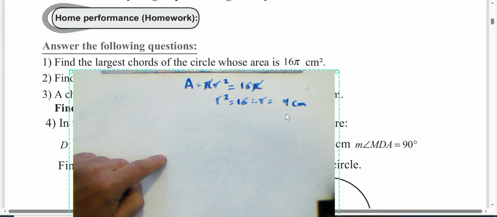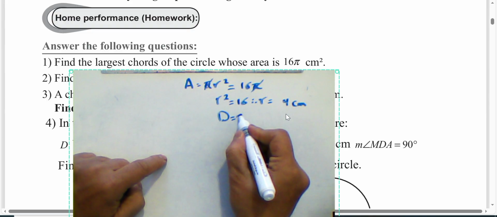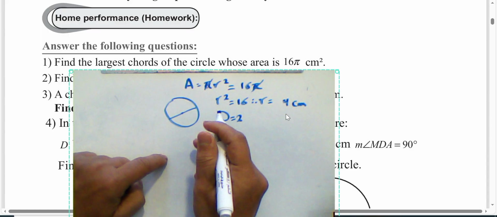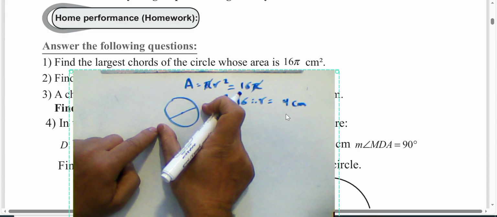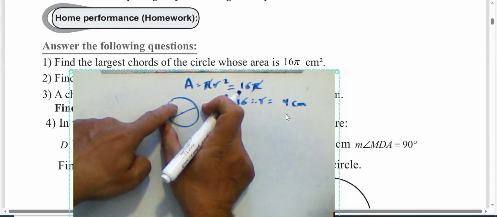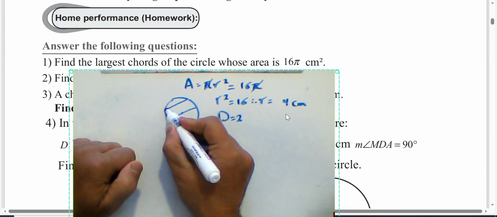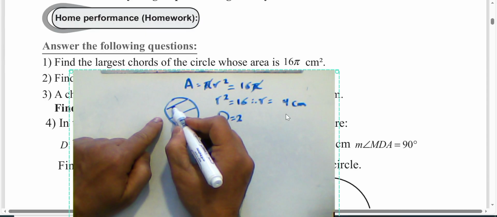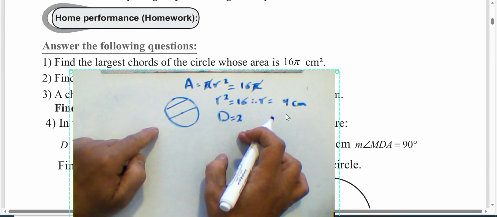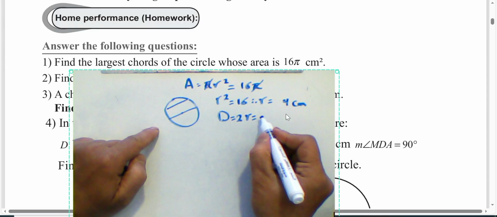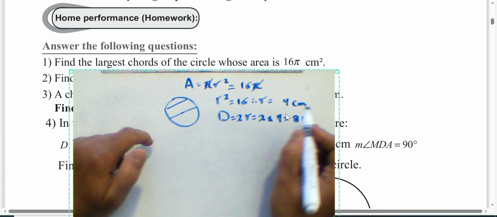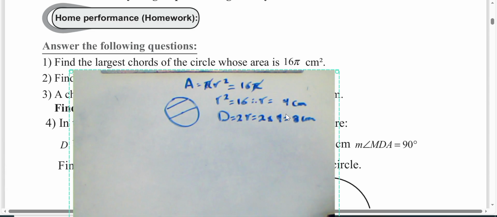Okay, we want to find the largest chord, so we can find the diameter. The diameter means the largest chord. We know the diameter is the largest chord, a line segment passing through the center of the circle. Any 2 points on the circumference of a circle joined together we call a chord, but the longest chord we call the diameter. Diameter equals twice the radius, 2 times 4 equals 8. The diameter, the longest chord, equals 8 centimeters.